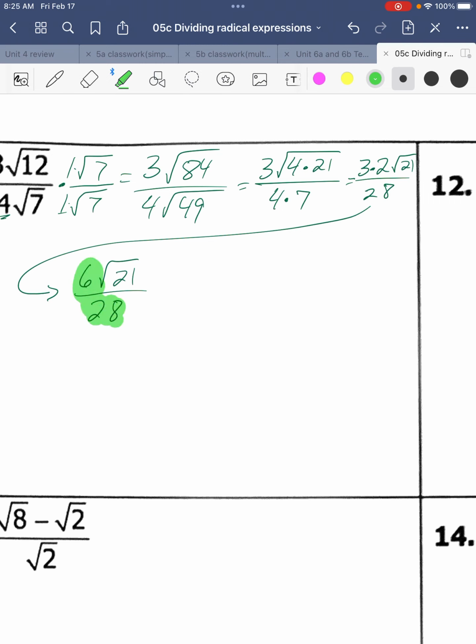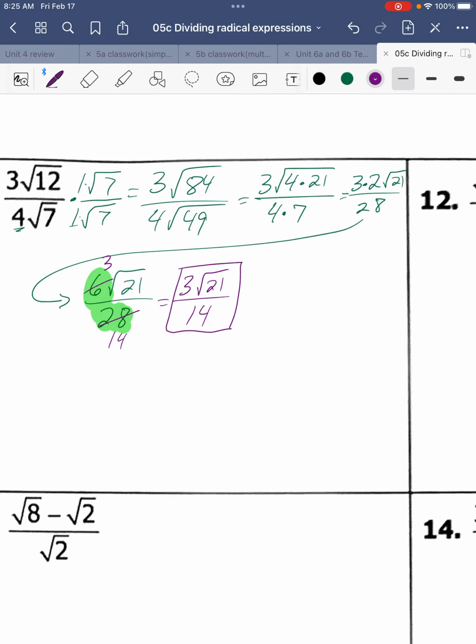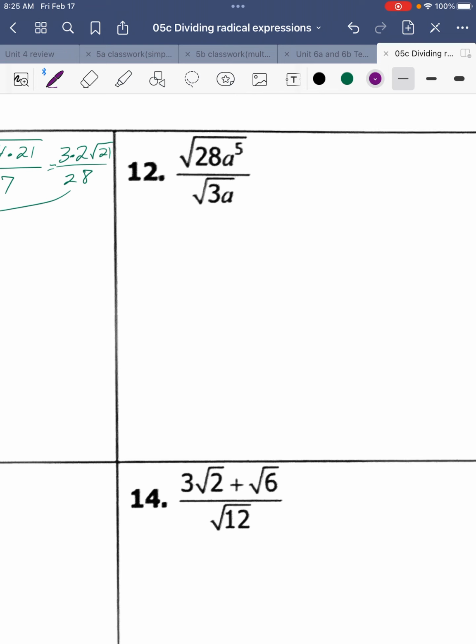And now we look at the very end. Can we simplify the coefficients? 6/28, we sure can. That's going to be dividing the numerator by 2 and the denominator by 2. So that's 3 square root of 21 over 14. And that is our final answer.